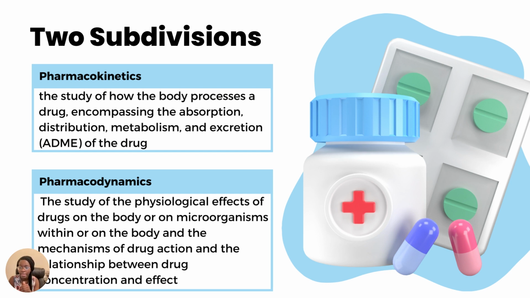Pharmacokinetics, on the other hand, is answering the question of what does the body do to the drugs? Pharmacokinetics is looking at how the body processes the drugs. It's looking at absorption, distribution, metabolism, and excretion, or ADME, the ADME of a drug. We'll talk about that more later. But just remember, pharmacokinetics is asking what does the body do to the drugs, while pharmacodynamics is asking what does the drug do to the body.